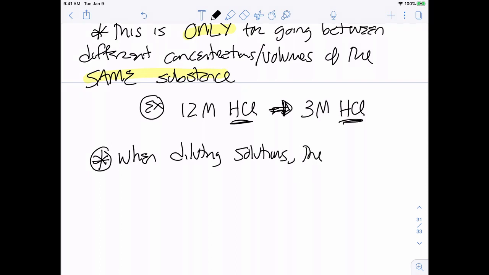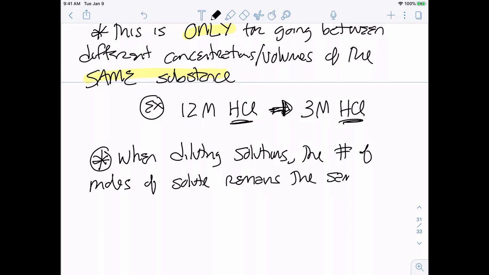So when diluting concentrated solutions, remember the number of moles of solute remains the same. If we were to add more moles, it actually becomes more concentrated, and we can't remove moles. Once they're dissolved in solution, I can't pull them out. So when we're diluting our solution, the number of moles of solute remains the same. It's the volume that changes.